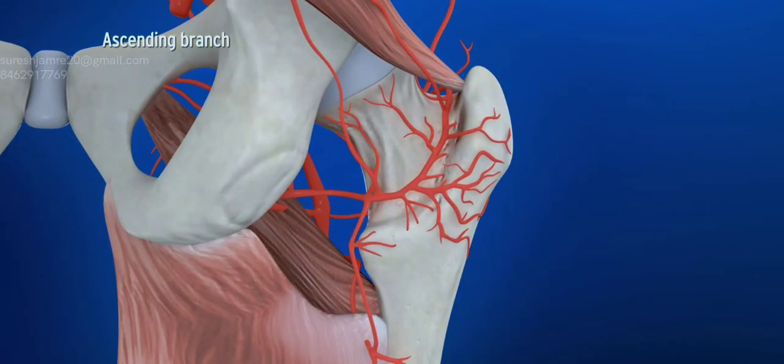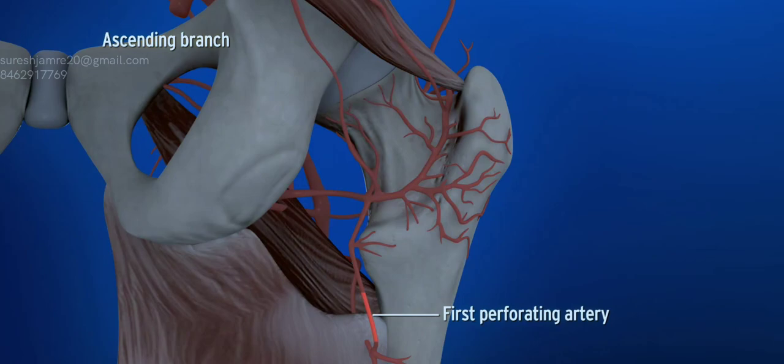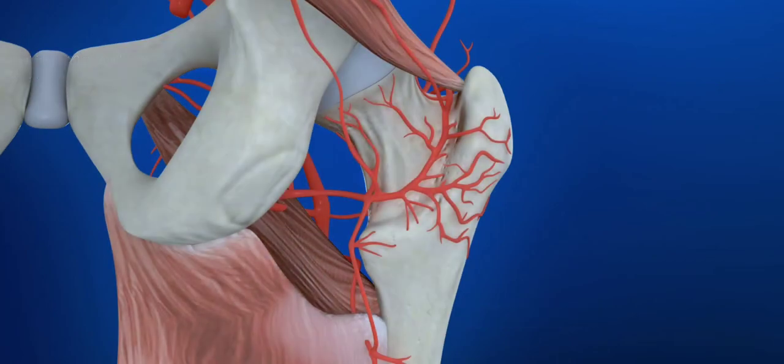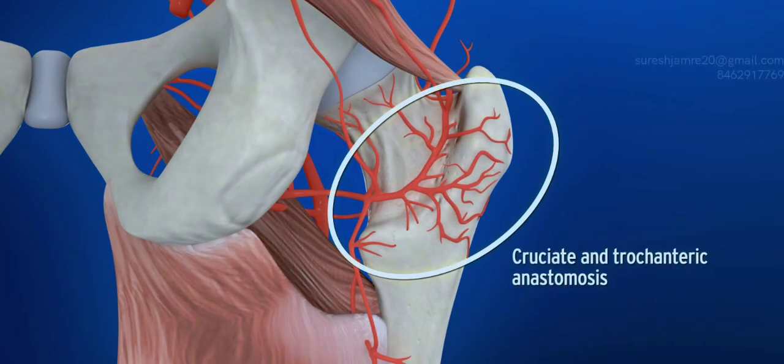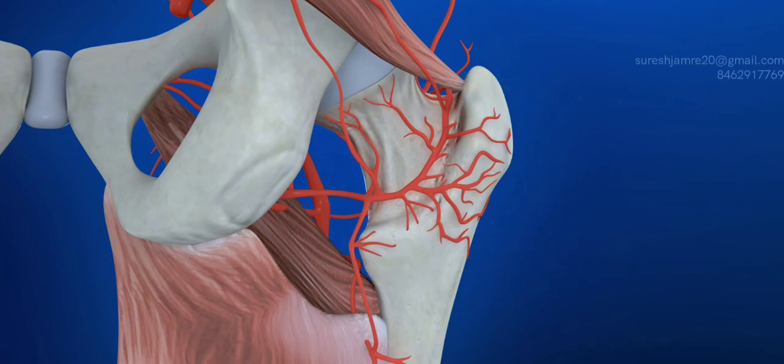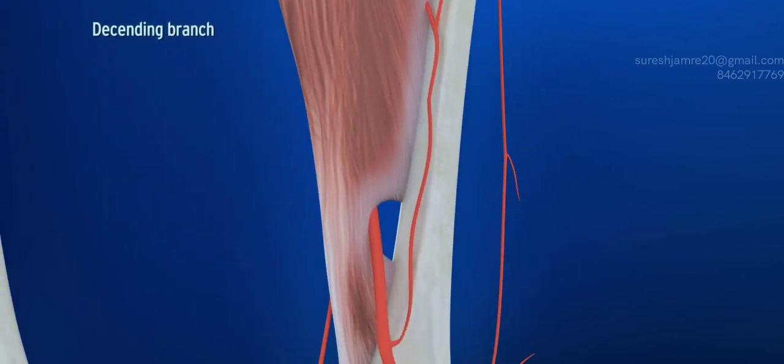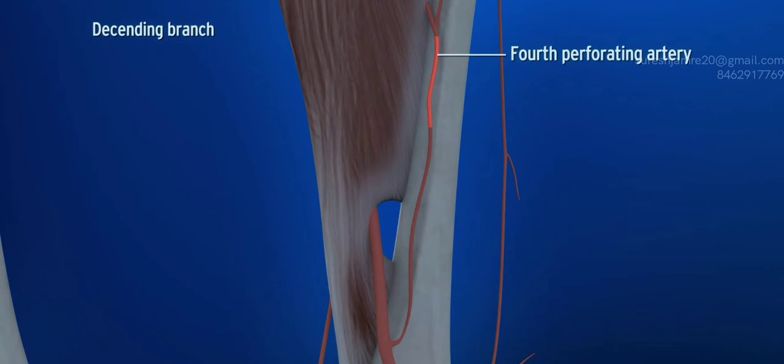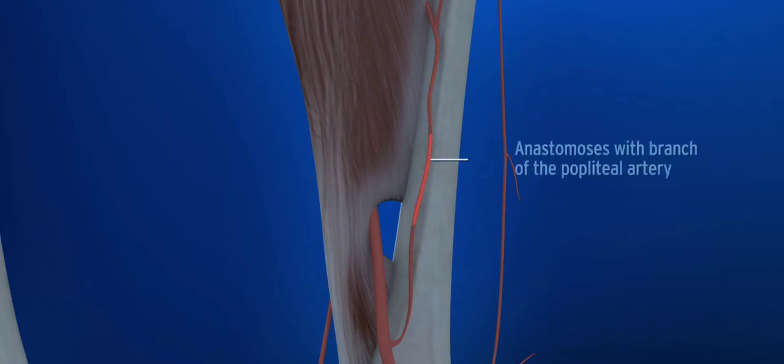The ascending branch of the first perforating artery takes part in cruciate and trochanteric anastomosis, and the descending branch of the fourth perforating artery anastomoses with a branch of the popliteal artery.